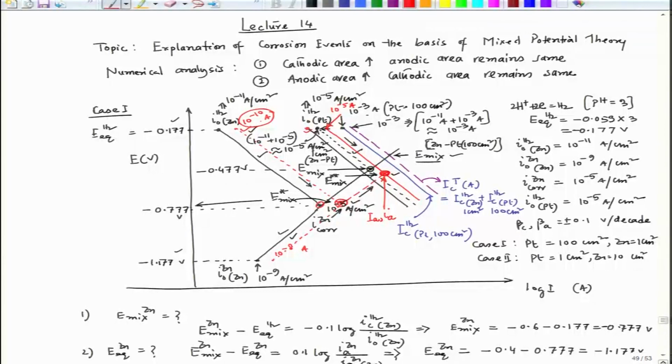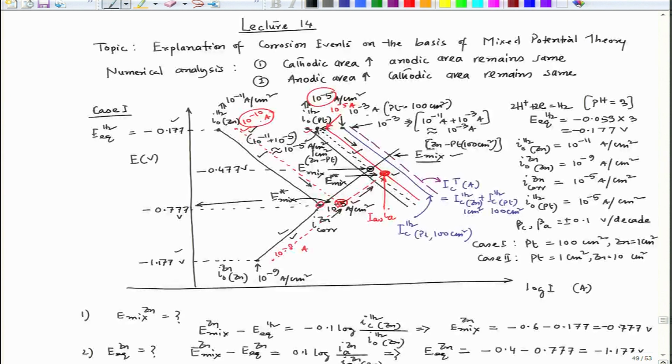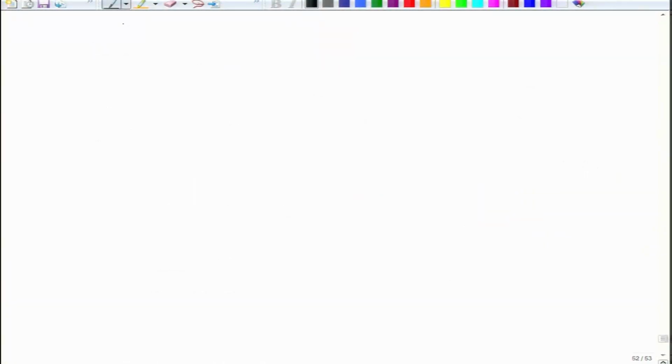So, if we add this and this quantity, it becomes 10 to the minus 5 ampere. In that case we have to again constitute two equations. So, E mix double star. If I try to solve this line and this line, then I have to again constitute another equation. This is stage 2. We are trying to find out E mix and IA.